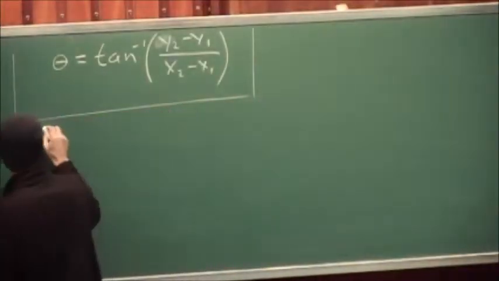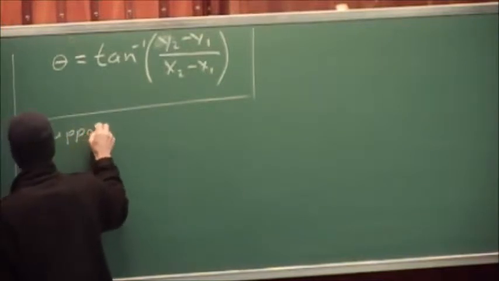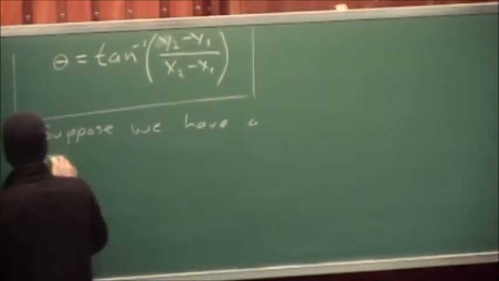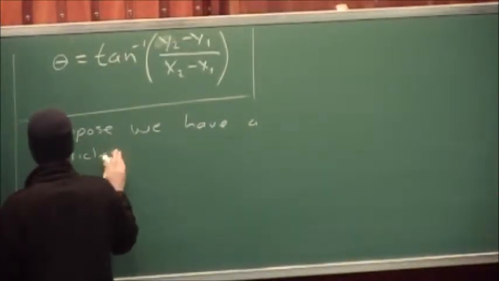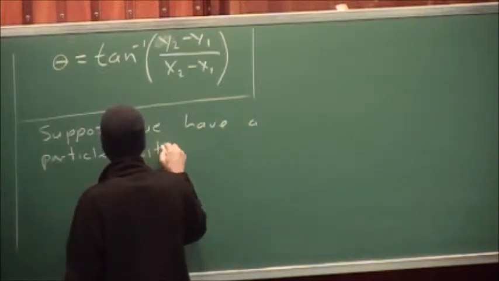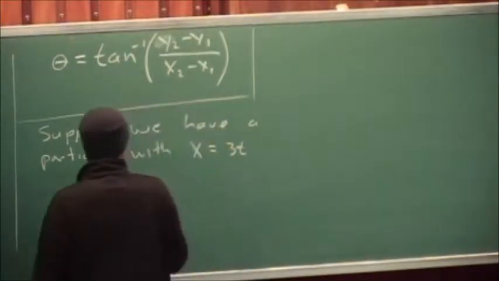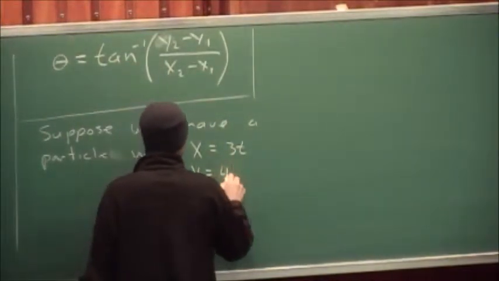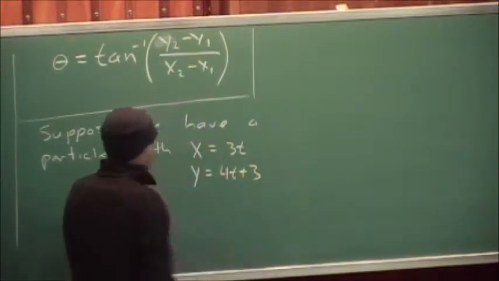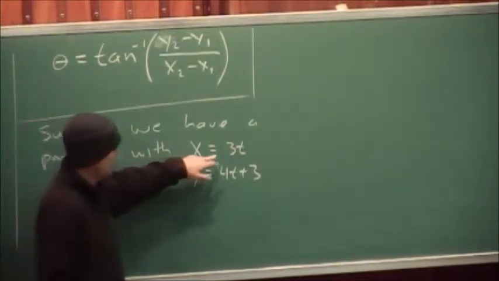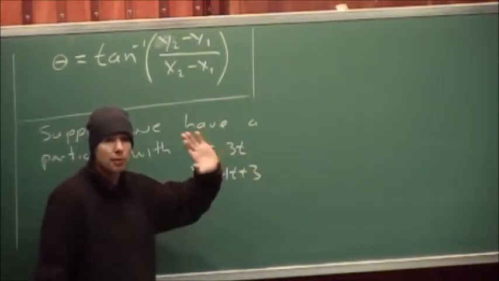Now let's do an example. Suppose we have a particle with x equal to 3t and y equal to 4t plus 3. So we have a particle that's undergoing motion, and along the x direction it's equal to 3t, and along the y direction it's equal to 4t plus 3.